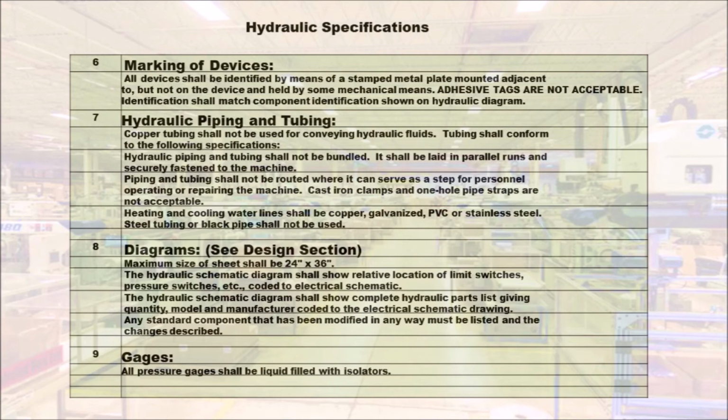Diagrams, see design section. Maximum size of sheet shall be 24 x 36. The hydraulic schematic diagram shall show relative location of limit switches, pressure switches, etc., coded to the electrical schematic. The hydraulic schematic diagram shall show a complete hydraulic parts list giving quantity, model, and manufacturer, coded to the electrical schematic drawing. Any standard component that has been modified in any way must be listed and the changes described. Gauges. All pressure gauges shall be liquid filled with isolators.